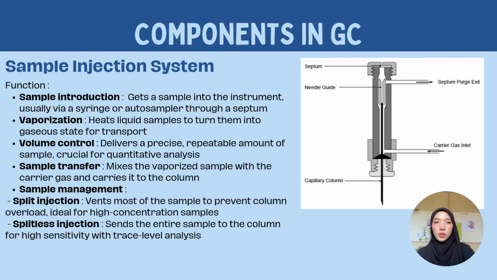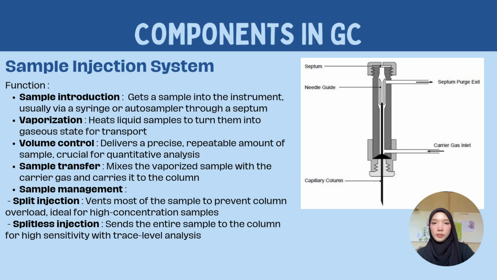We use two main modes. The first one is split injection. This is used for high concentration samples. It vents most of the sample out so we don't flood the column we just talked about. The second one is splitless injection. This is for trace level analysis, where we want every single molecule of the sample to reach the column for maximum sensitivity.